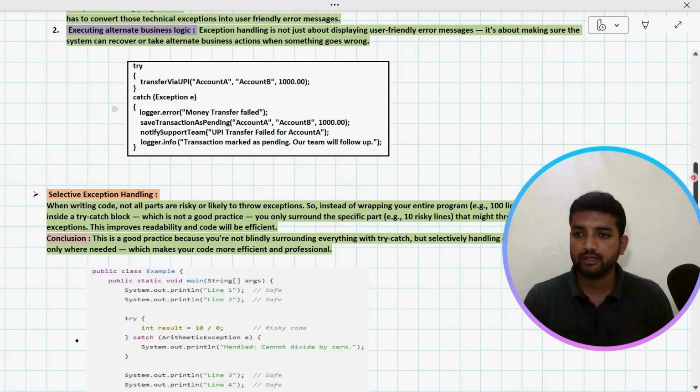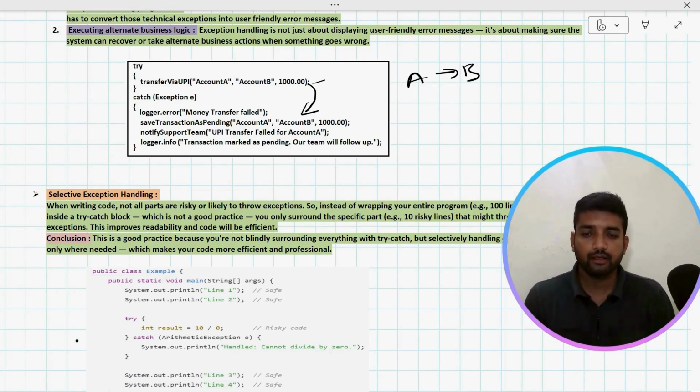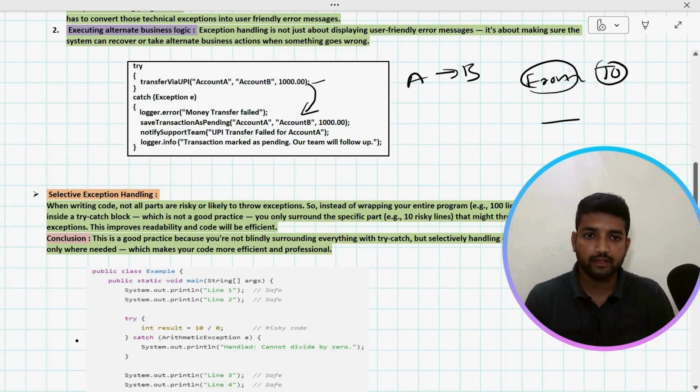The next use, which we see in real time projects, is this. For example, I'm transferring some money from account A to account B. Due to some technical issue, this transaction fails. So the flow will come to the catch block. Here, for further reference, we need to store this information, right? From which account, and the from account details and to account details, we have to store these details in a separate table. The table name is, for example, the transaction fail table.